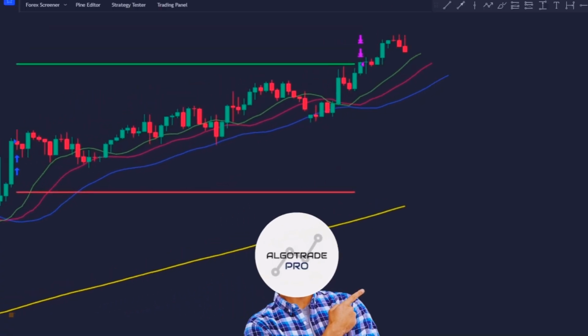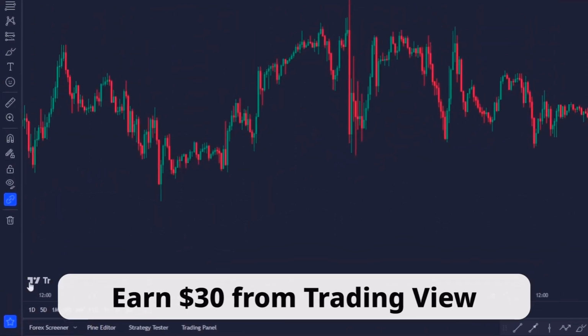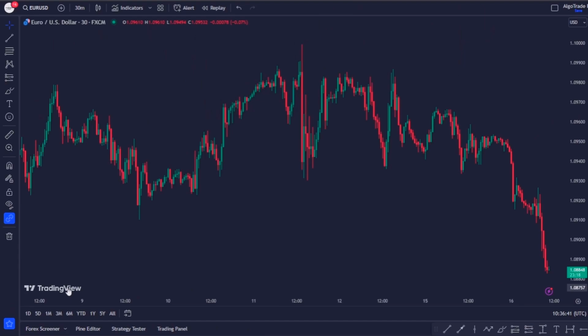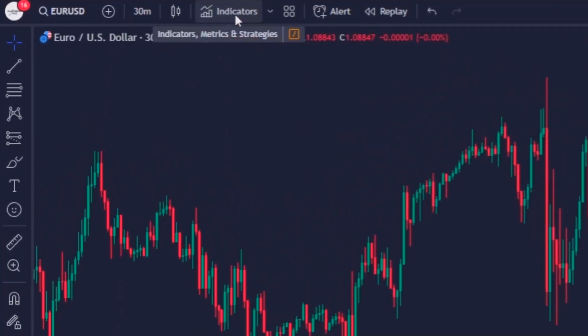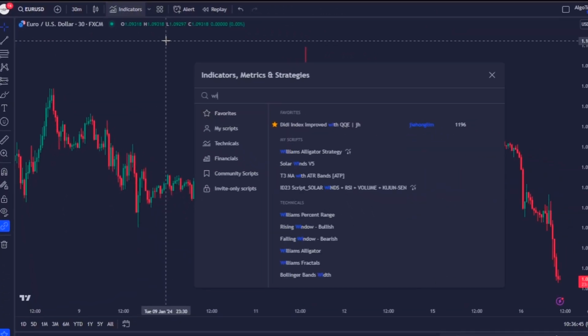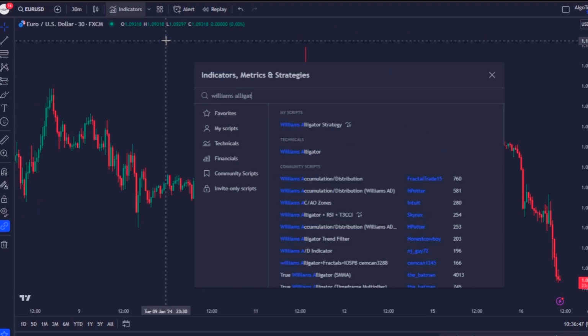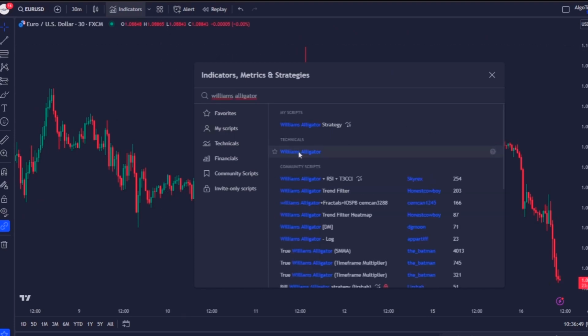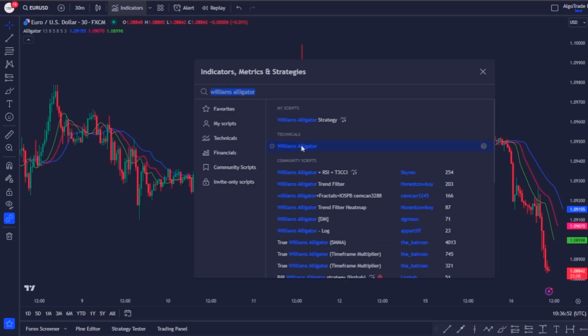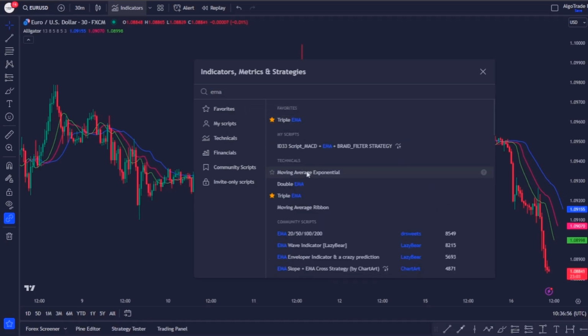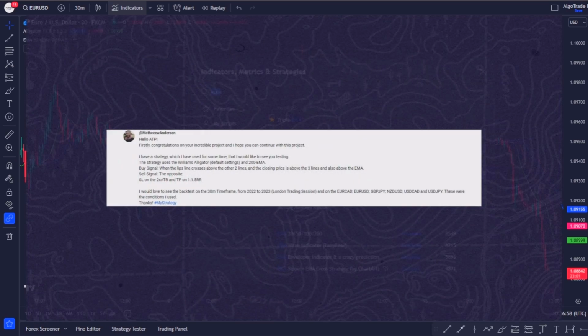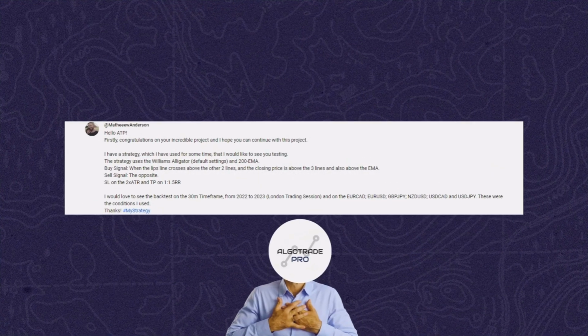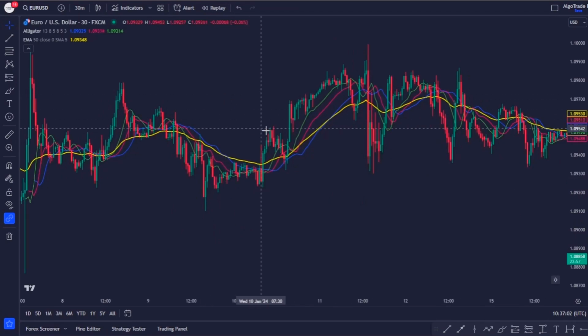As usual, this strategy will be analyzed and tested on TradingView. Let's add to the indicators tab, click on it, and the first indicator you will need to search for is the Williams Alligator. And you can pick this one from TradingView. It is free to use. Next, let's type exponential moving average and let's pick this one, also provided by TradingView. And that's it. According to the strategy suggested by my subscriber, we only need to use these two indicators.